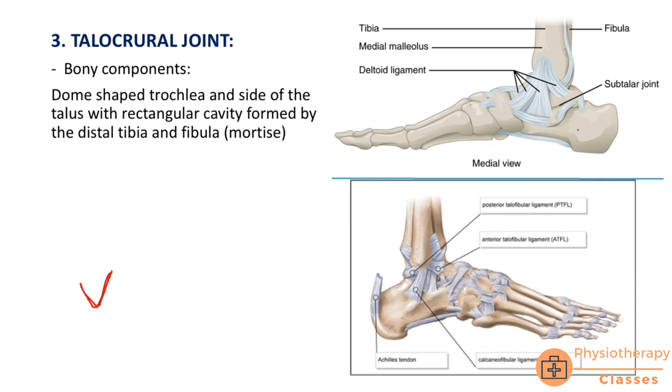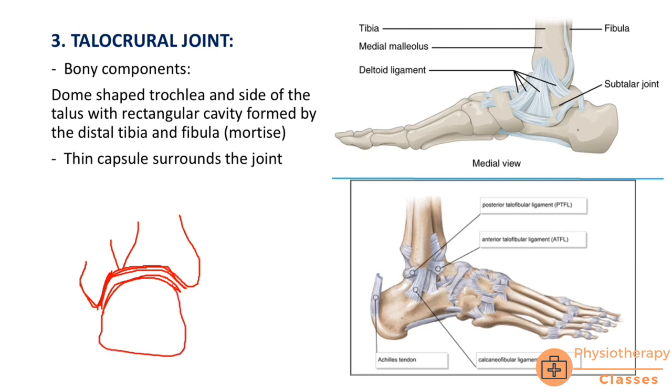As you can see here in the sketch I'm drawing, the lateral malleolus and this articulating surface, and the medial malleolus, the tibia and the fibula form a rectangular type of cavity inferiorly. This is called the mortise. It articulates with the upper dome, or the trochlea, of the talus bone. A thin capsule surrounds this joint to reduce friction. Reinforcement by the medial and lateral collateral ligaments stabilizes and supports the joint.